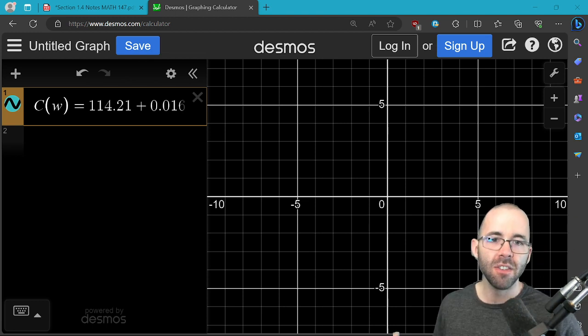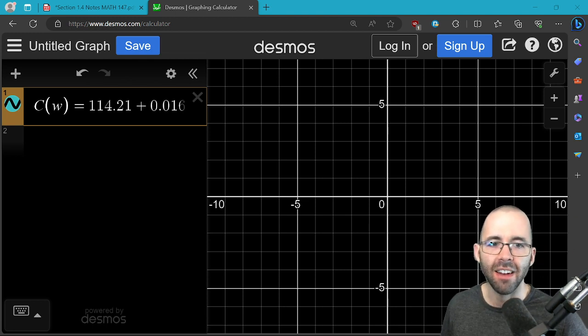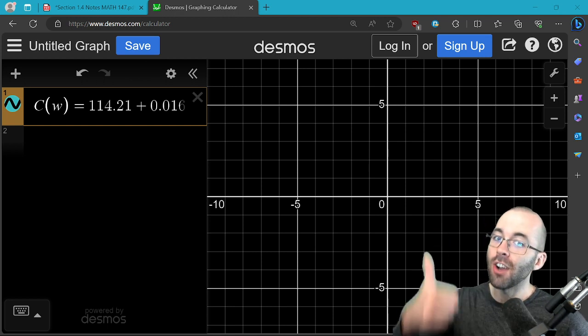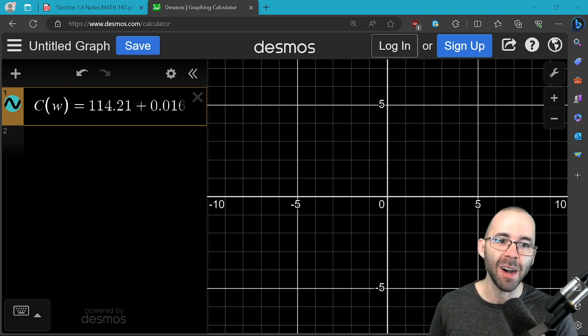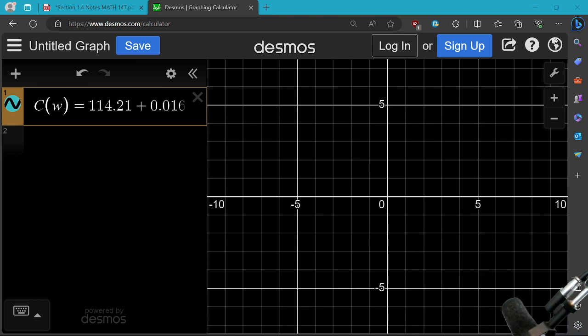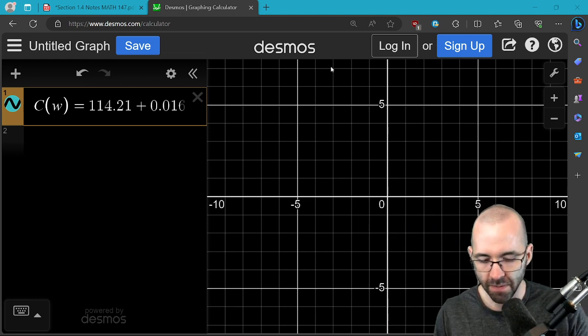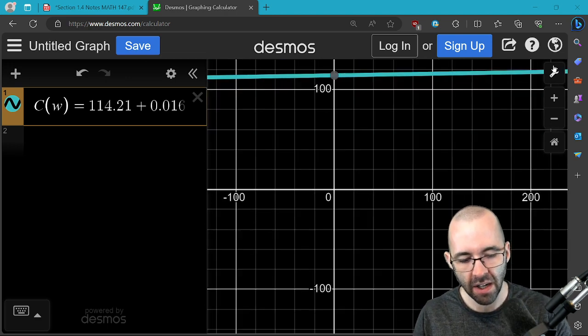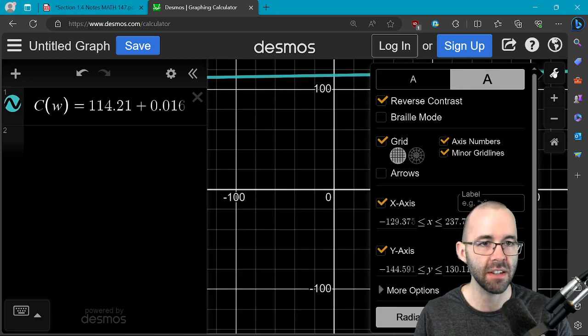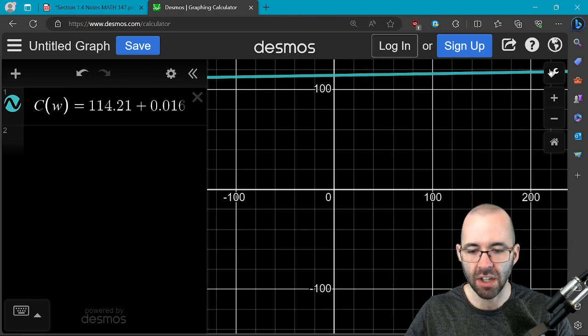It's not showing up because we're just looking from -10 to 10. We're talking about gallons of water usage and cost. I wish the costs were $5 a month, but it's way more than that. So we're going to have to zoom up. So remember, like I said before, you can just use the scroll bar to zoom. But you might also want to hit the button over here, this wrench, to manually adjust it.